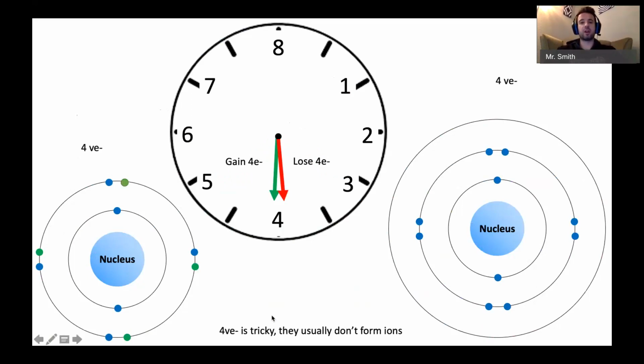And again, keep in mind, 4 valence electrons is tricky because they're so unreactive. Usually they won't form ions. Usually instead they'll share, which is something called a covalent bond, which is something we'll eventually talk about in this class. Get excited for that.